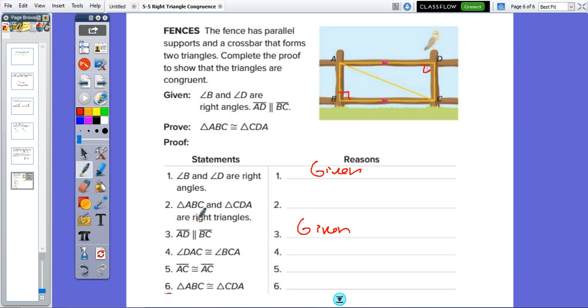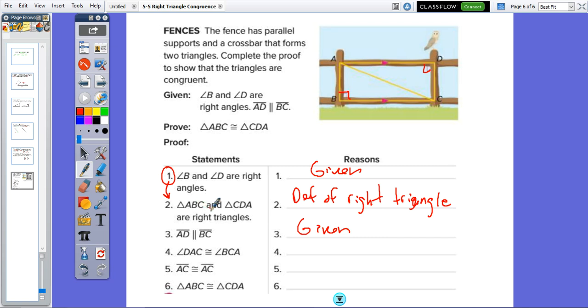Now, there's a little gap right here. Let's look at this. So they're saying triangle ABC and CDA are right triangles. Now, we know these triangles are right triangles because they have right angles. So because of this information right here, we're able to say this, by definition of right triangles, we have two triangles that are congruent, the right triangles.